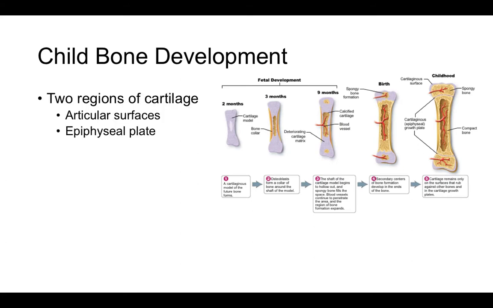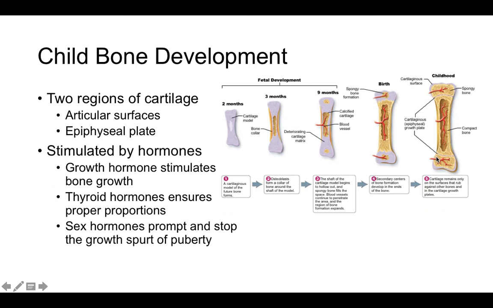So there's 2 regions of cartilage. There's the articular surfaces and the epiphyseal plate. Now the articular surfaces will be here, onto which the bones will meet and form joints. And then the epiphyseal plate is found at the ends of each of the long bones, and this is also what we call the growth plate.